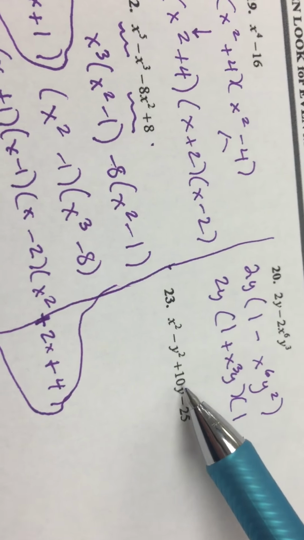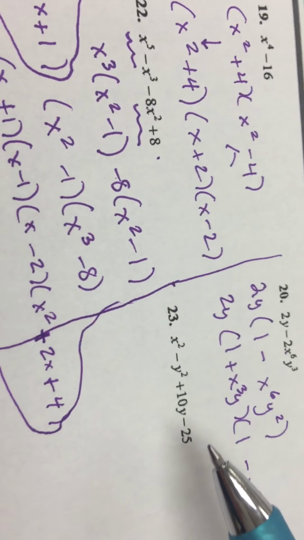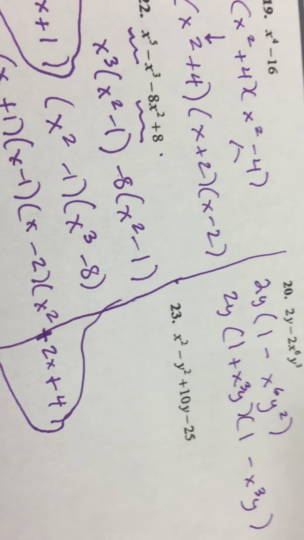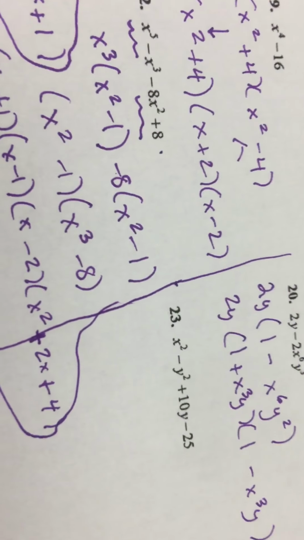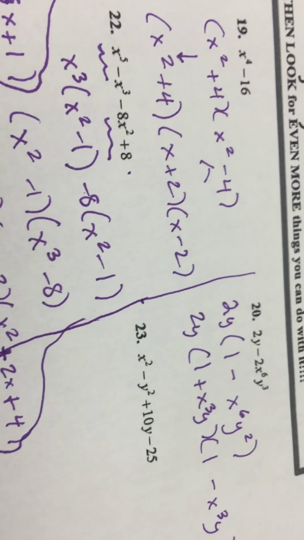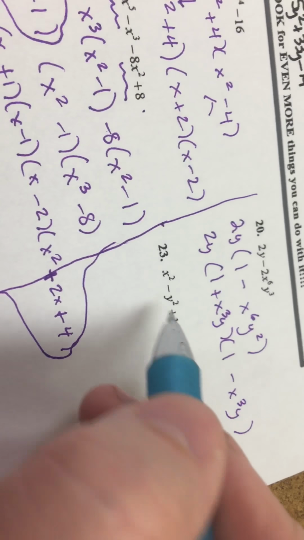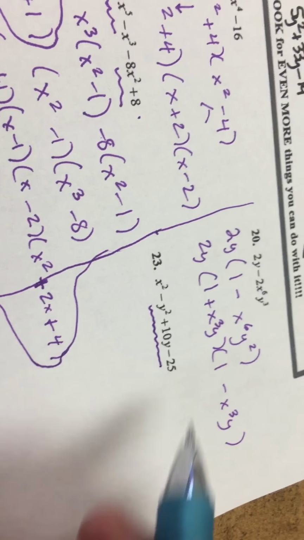So hopefully you see that 10y looks like a middle term of a trinomial. So what would 10y go with? You can't have an x squared with a 10y. If you have a 10y, you have to put it with a y squared. So we're going to have to group these 3 guys together.